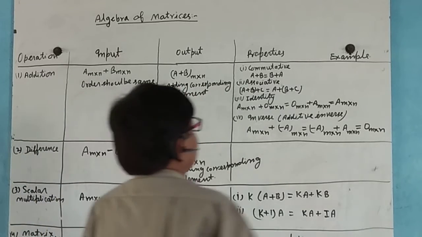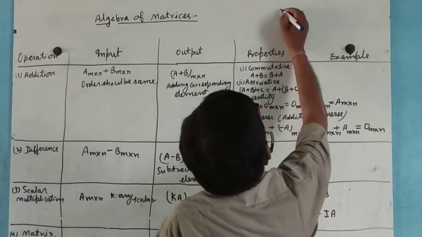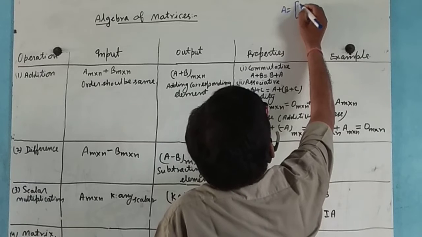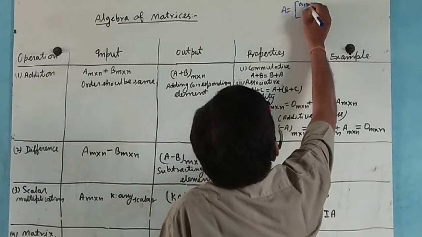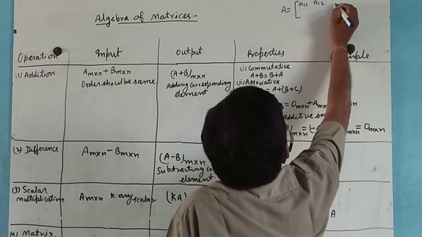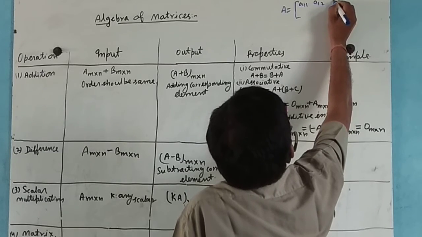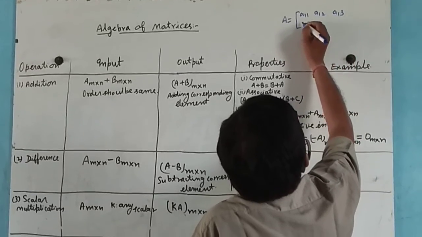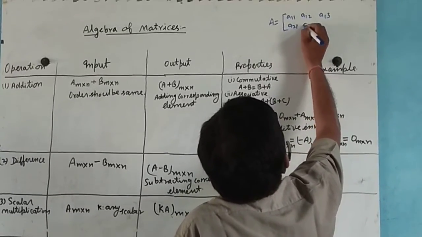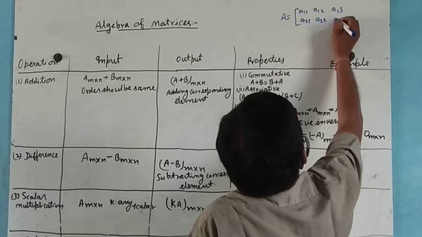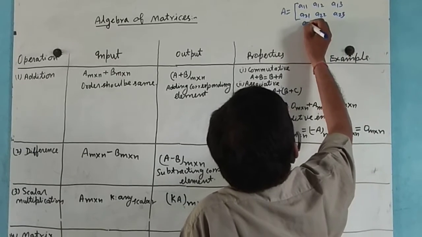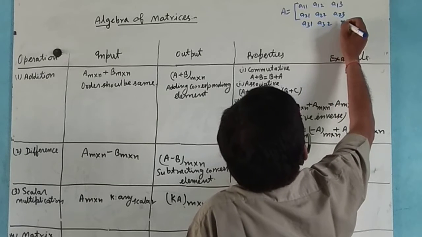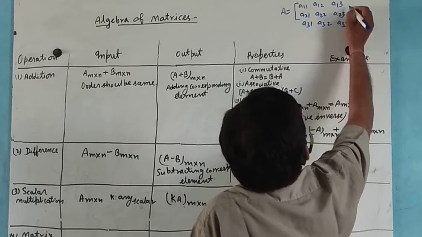So as we can take here a matrix A equal to A11, A12, A13, here A21, A22, A23, A31, A32 and A33.